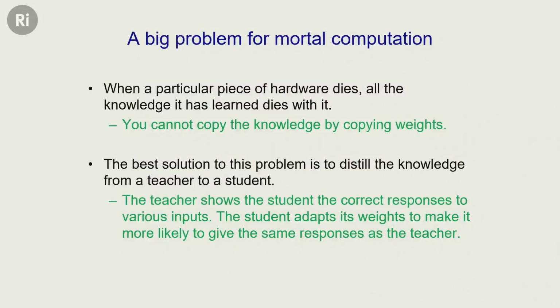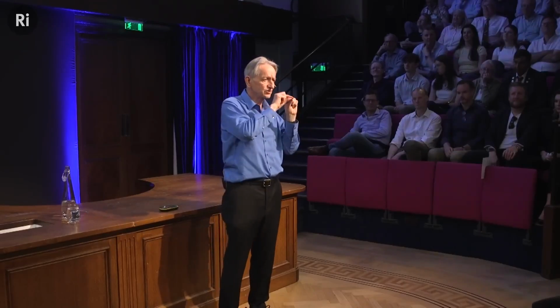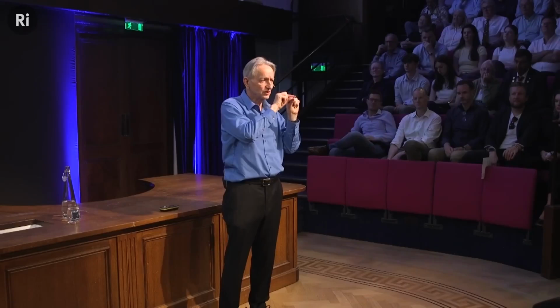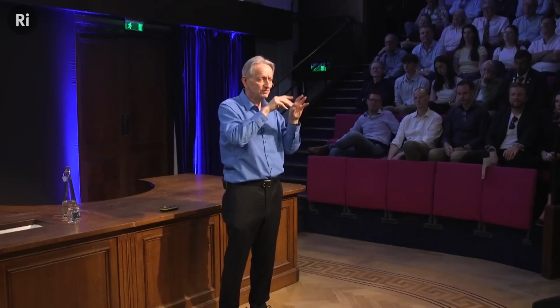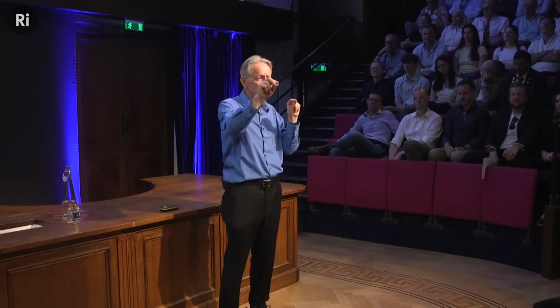So we've got this big problem that when your hardware dies, all your knowledge dies. We overcome that problem by having a teacher and a student, and it's not very efficient. It's what universities and schools do, so you know it's not very efficient. The way it works is, I perform some actions and you try and copy me. In particular, I might produce a string of words, and your brain would say, how do I change my connection strengths so I might have said that word next?